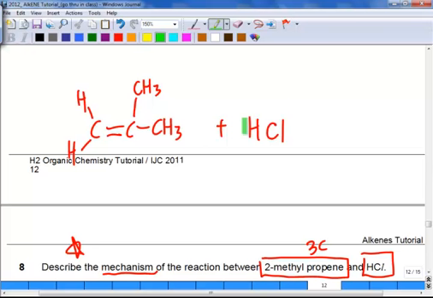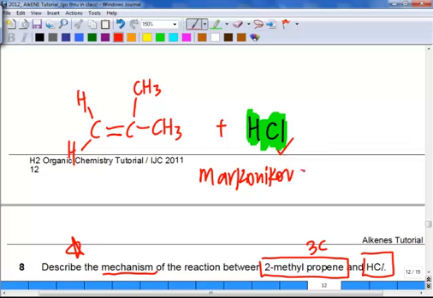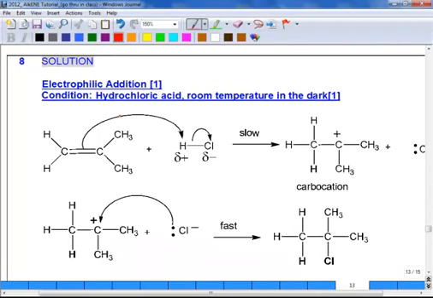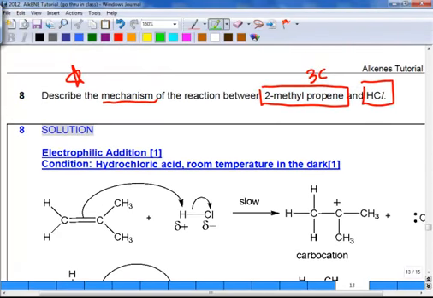Okay? HCl. You have HCl, you think of Markovnikov rule. Okay, so over here, you will add your H to which carbon? The first or the second? First, correct. If you add your H to the first carbon, let's take a look. Over here, the question says describe. Take note, describe the mechanism. You need the name, electrophilic addition.